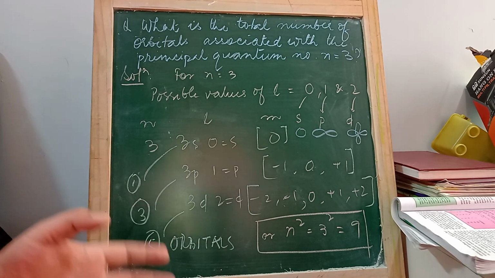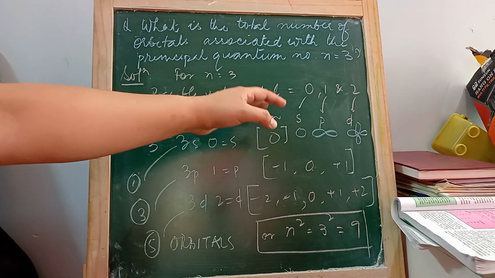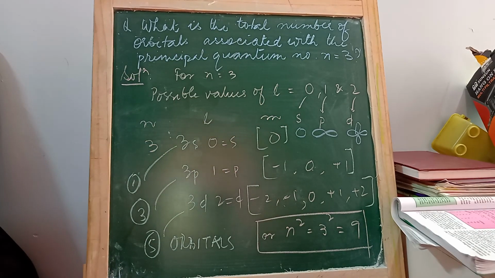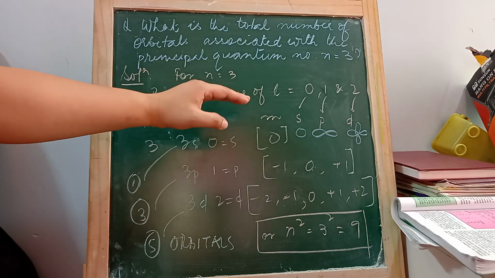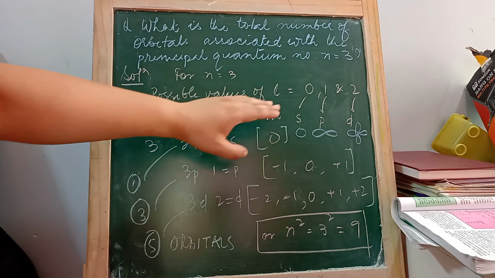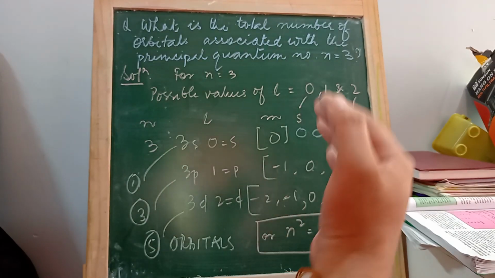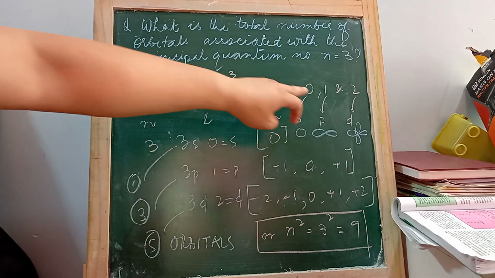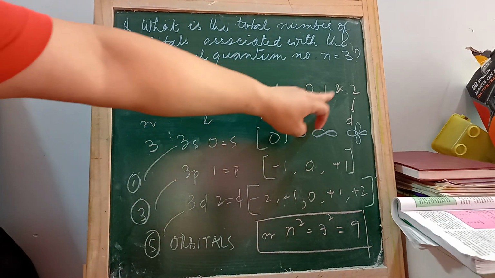So what are the possible values of L, the azimuthal quantum number? According to what we have studied, the value of L depends on the value of the principal quantum number, 3. What will be its value? It will start from 0 up to n minus 1. N is 3, 3 minus 1 is 2. So the value of L will be 0, 1, 2.